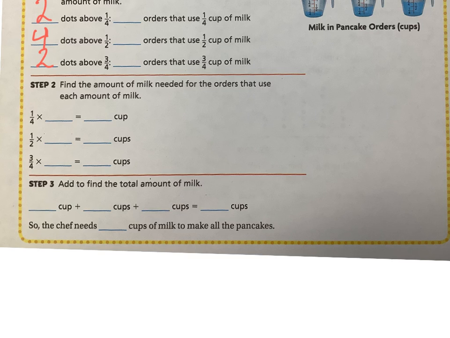Well, if we look at our title here, it says milk in pancake orders. So how many orders that used 1/4 of a cup? Well, let's go to 1/4 of a cup, and we know that these dots represent the milk in pancake orders. So our answer here is going to be 2. 2 orders that used 1/4 of a cup.